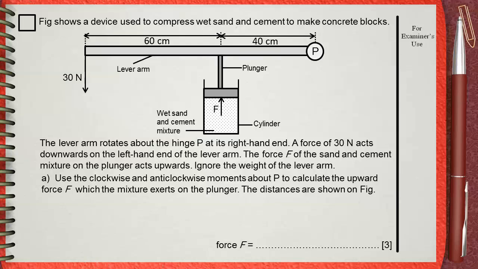A. Use the clockwise and anti-clockwise moments about P to calculate the upwards force F, which the mixture exerts on the plunger. The distances are shown on the figure.